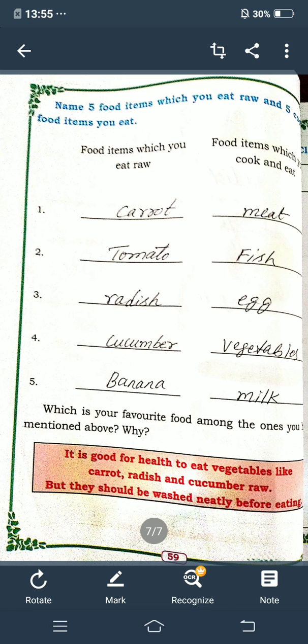Okay, children? So, name some food items that you eat raw, children. So, the food items that you eat raw are carrot, tomato, radish, cucumber and banana. Next, the food items which we cook and eat, children. So, the items which we cook and eat are meat, fish, egg, vegetables and milk. So, before eating what the vegetables, what you must do, children? So, before eating, the vegetables must be washed in the water neatly.